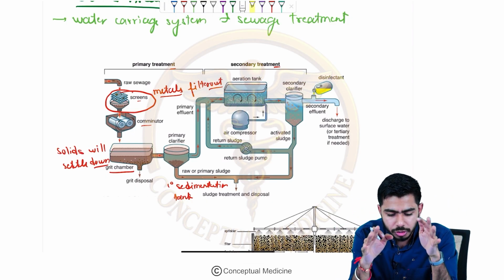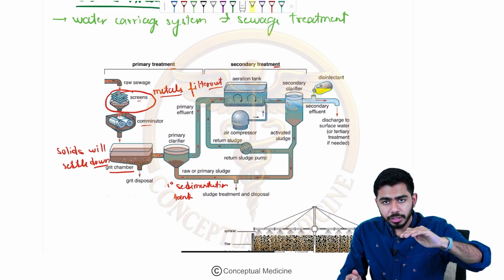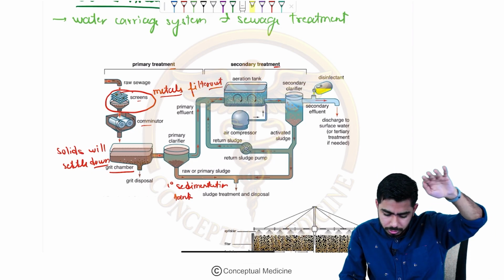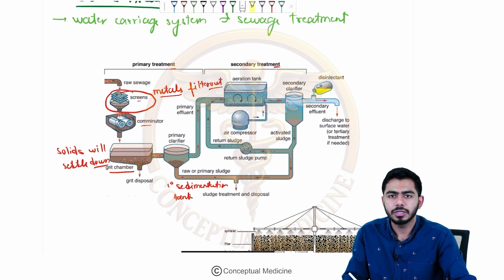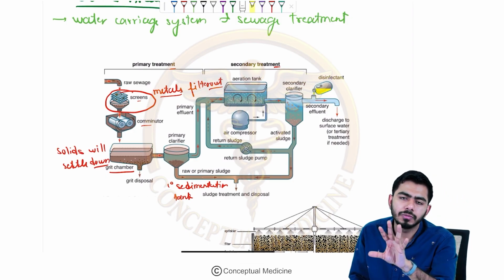It will be staying for around 6 to 8 hours, and then the scum will be formed. Scum will be formed in the form of grease and fat. It will be floating over the surface. You can see over here, this is the scum which is floating over the surface in the primary sedimentation tank, right? And this is about the primary treatment of the sewage.